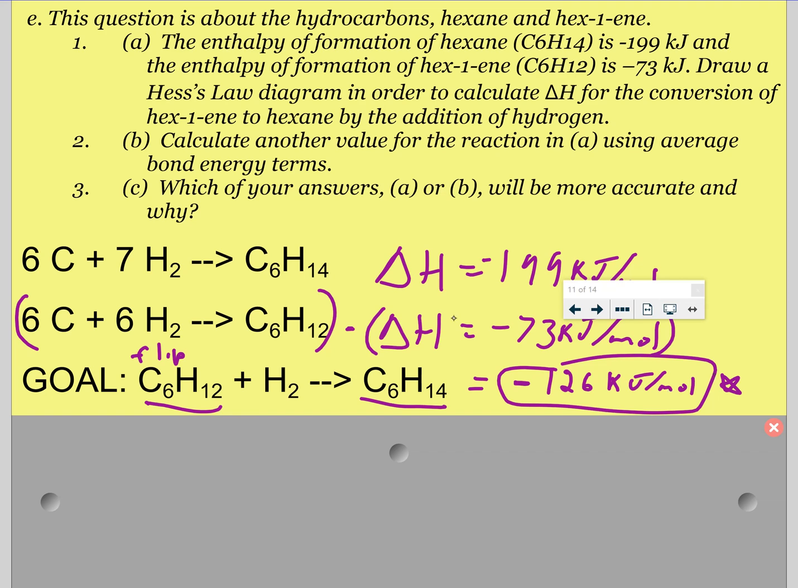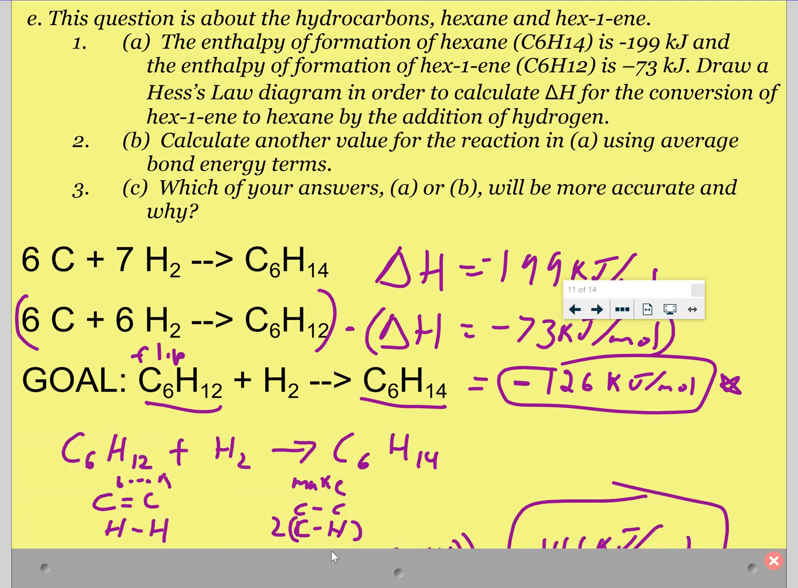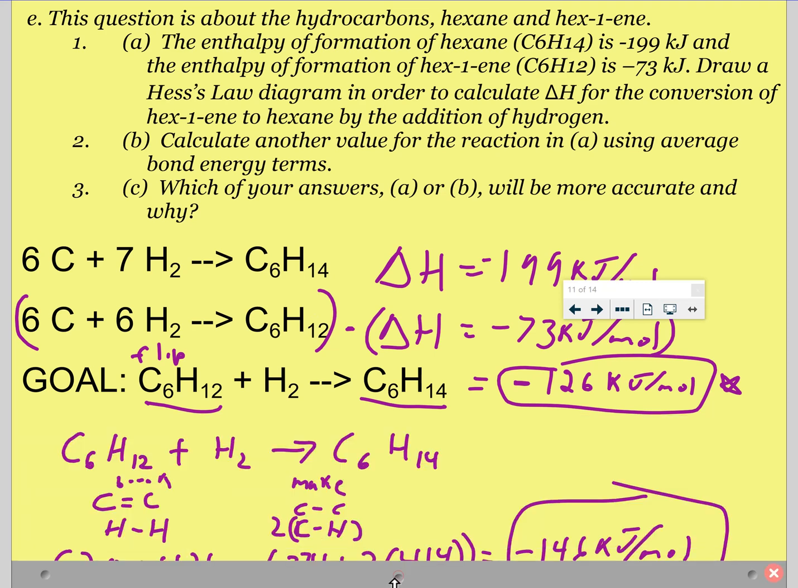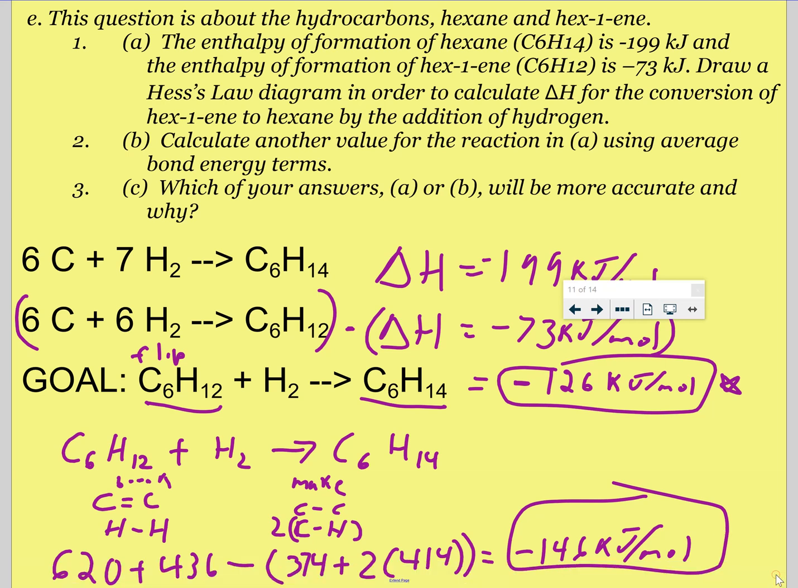And then the second part is we have to use bond energies. So bond energies are the one thing where you don't do products minus reactants. Let me show it all. Get rid of that completely.